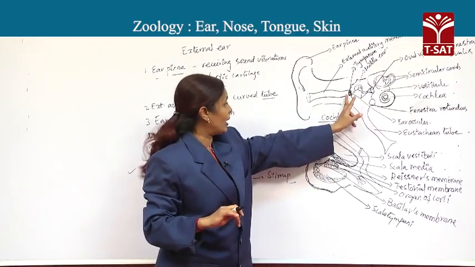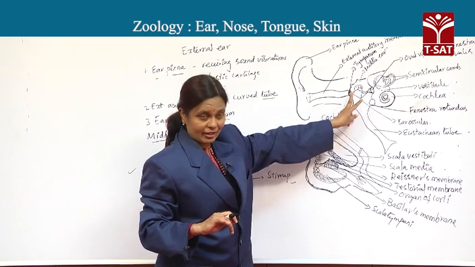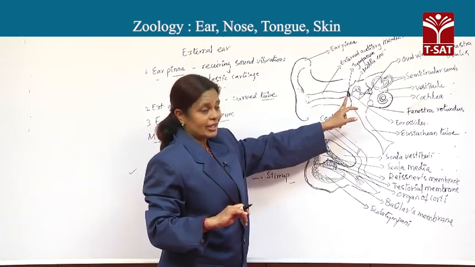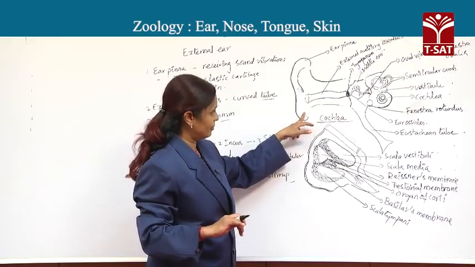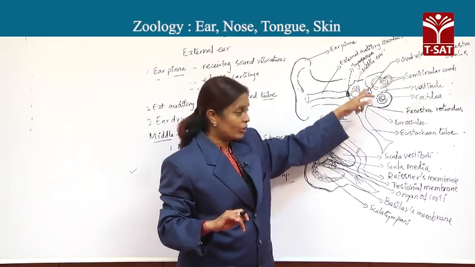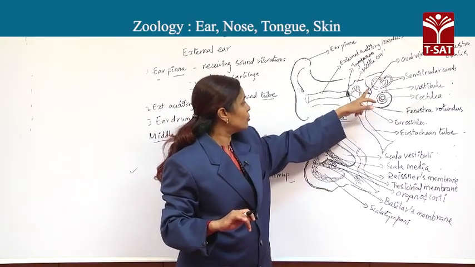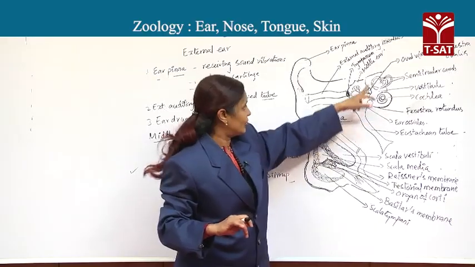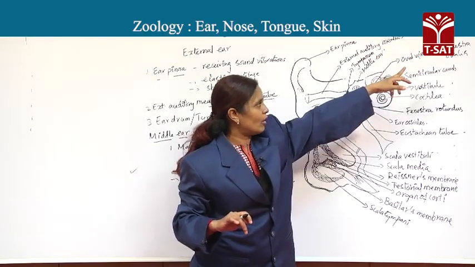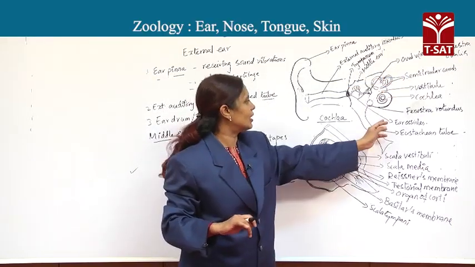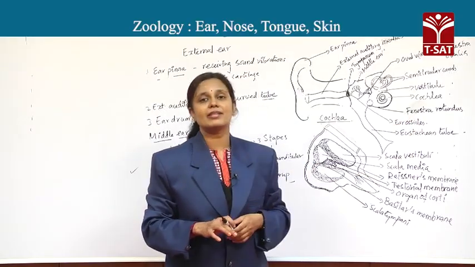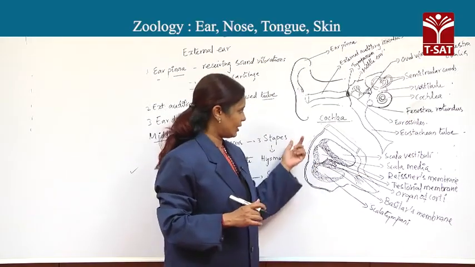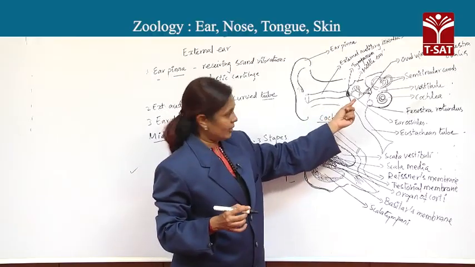So, the 2 boundaries of the middle ear cavity are, one is the tympanum that separates the middle ear cavity from the external ear, and the other one is a bony partition with 2 membrane covered openings, that is the oval window or fenestra ovalis, and the other one is the round window, otherwise called fenestra rotundus. And the next thing is about the middle ear cavity.